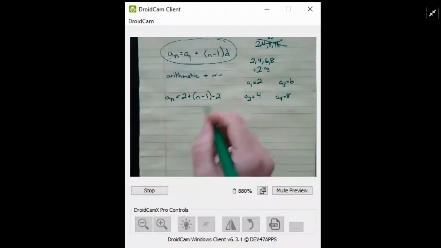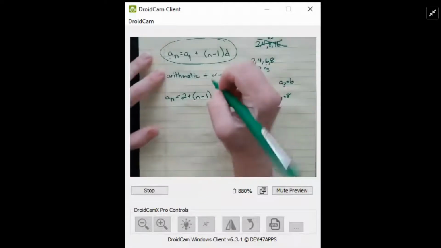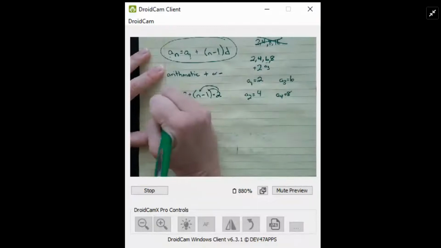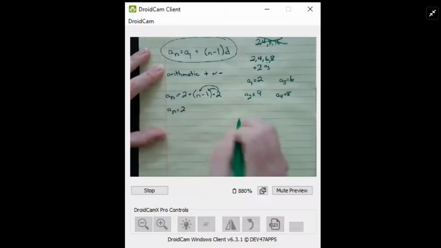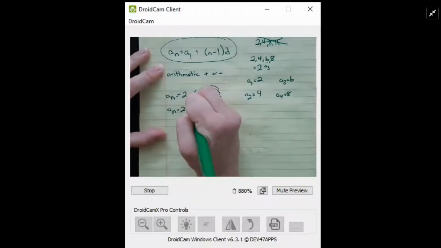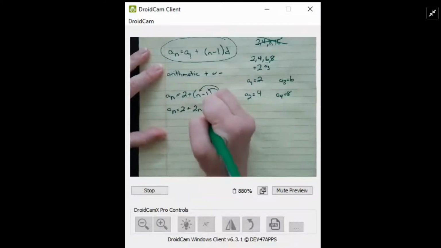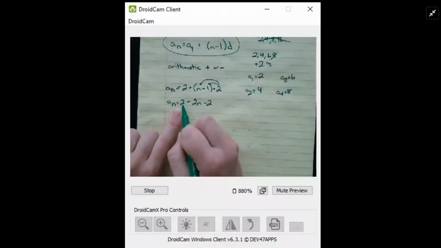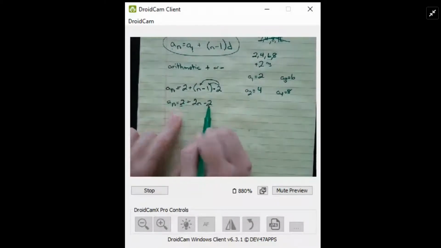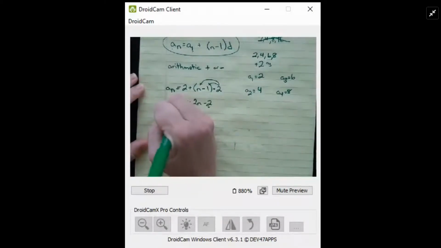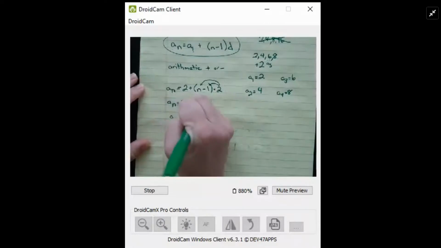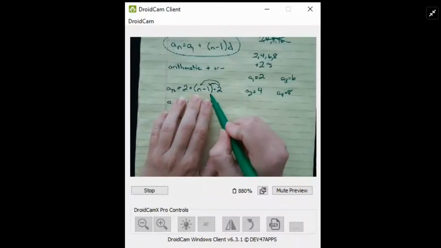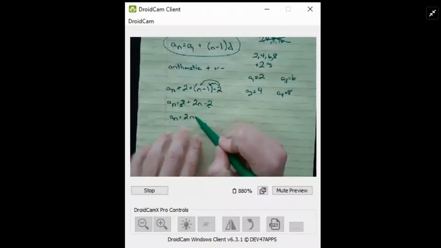Sometimes your teachers might have you simplify this. If you have to simplify it, you would just distribute the 2. So 2 times n is 2n. 2 times -1 is -2. And so you can see these two can go together. They're like terms. So 2 and a -2 is nothing. So it would just be a_n equals 2 times n. This is technically right, but some teachers want you to simplify it, and they'll want the simplified version.